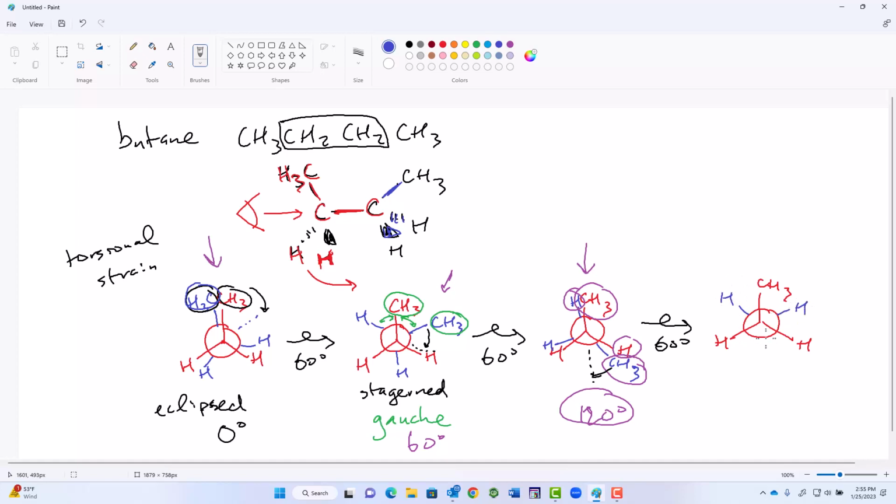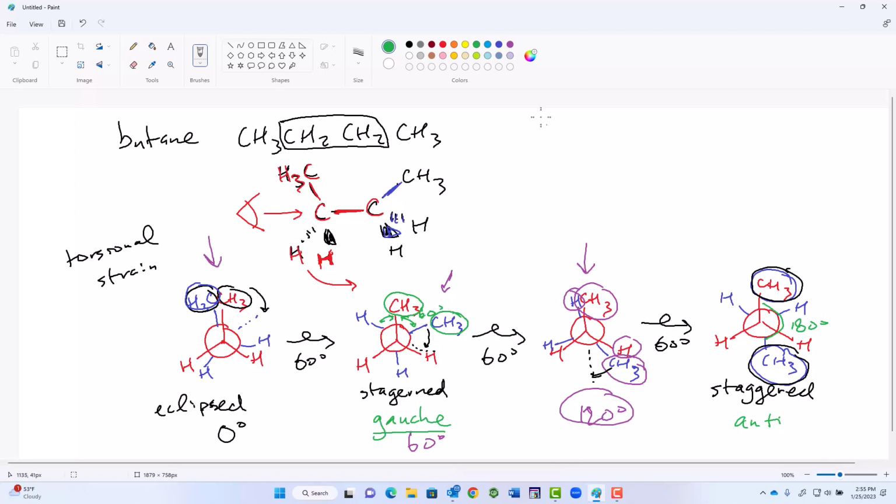We have hydrogens here, and we have a CH3 here. You'll notice that these CH3s are 180 degrees apart from one another. This is staggered because they are bisecting the bonds. However, if we see two large groups that are trans to one another, or 180 degrees apart, we have a special name for this, just like we have a special name for this one over here. We call a 60-degree torsional angle or dihedral angle gauche. We call a 180-degree dihedral angle anti. So this angle is 180 degrees. This is the dihedral angle, and this one was only 60 degrees. 60 degrees is gauche, and 180 degrees is anti.